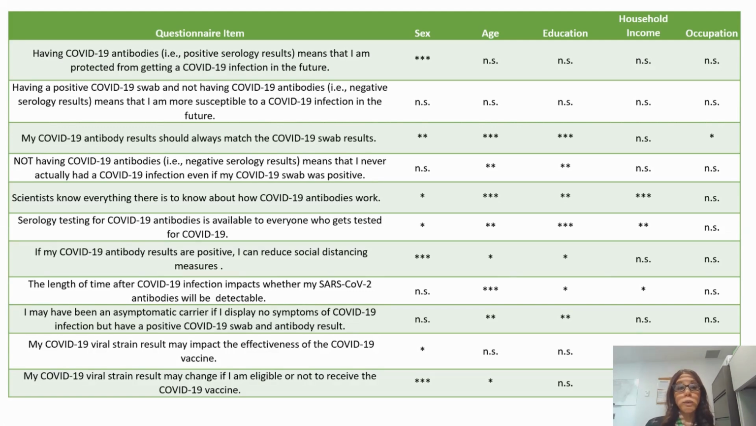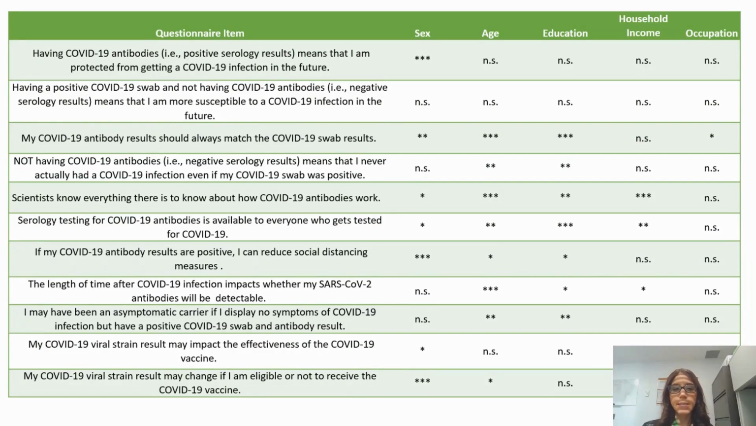So we assessed if there were differences in understanding between sex, age, education, household income, and occupation. You can see here for question 1, which is: having COVID-19 antibodies means I'm protected from getting a COVID-19 infection in the future. In this question, sex was a variable that showed a significant difference among our cohort, where females answered more correctly than males.